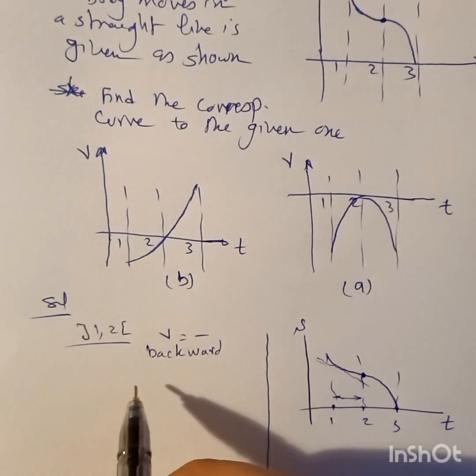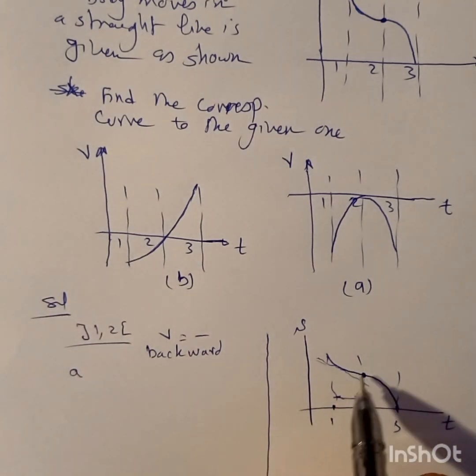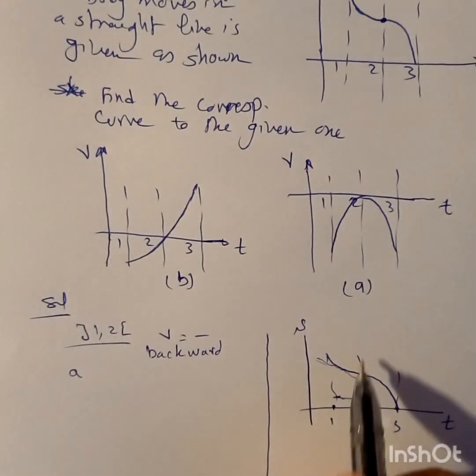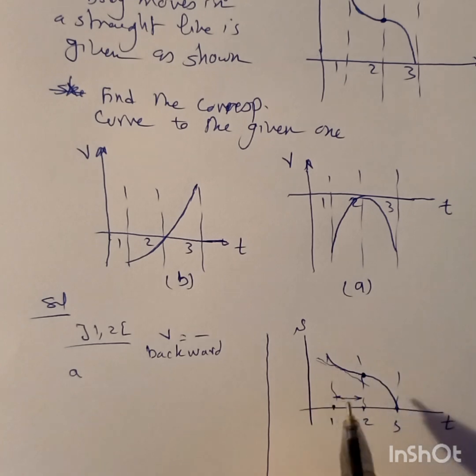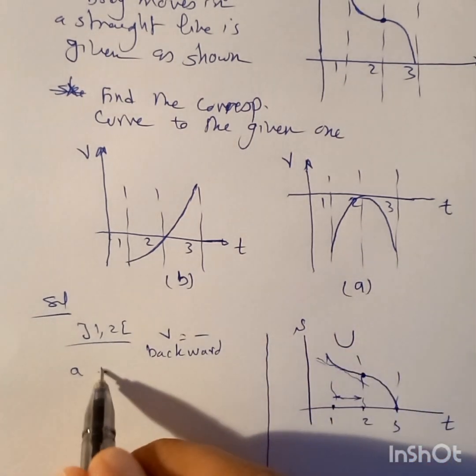This is the first one. We need to find acceleration as well. Here, as we are dealing with st, we have to check the convexity of this curve. The curve is downward convex, then a is positive.